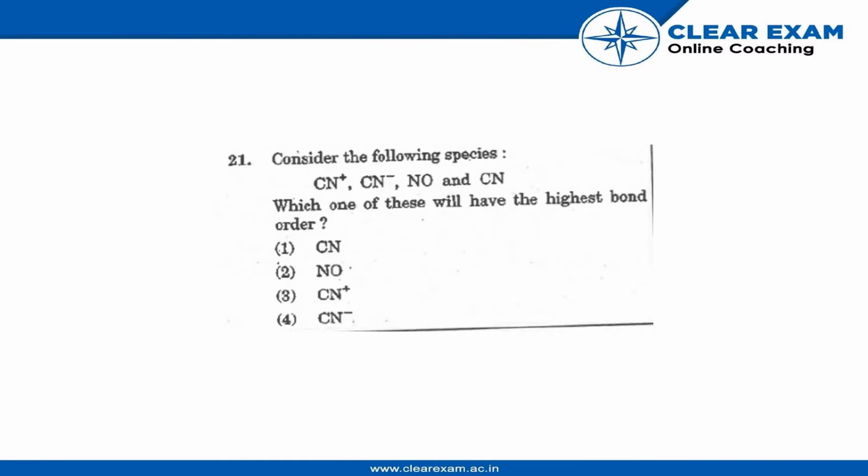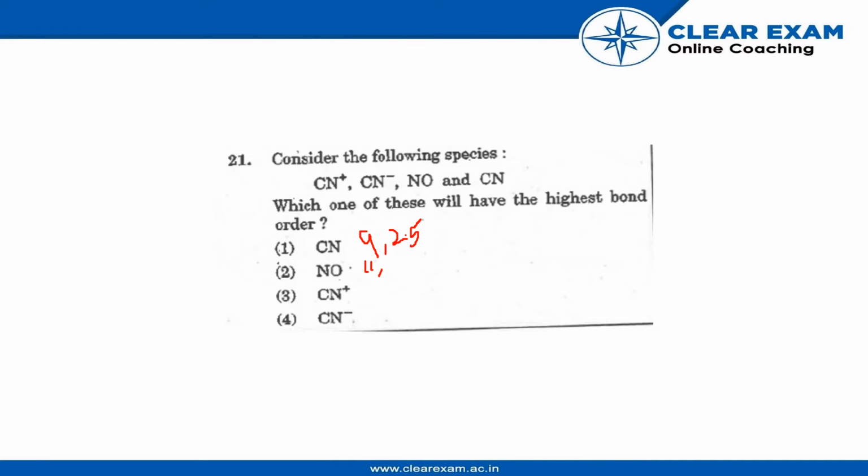In CN, valence electrons would be 4 plus 5, that would be 9, and bond order would be half of 5 minus 0, that would be 2.5. Why? Because the configuration is sigma 2s2, sigma star 2s2, sigma 2p2, and pi 2p3. This is the configuration of CN.